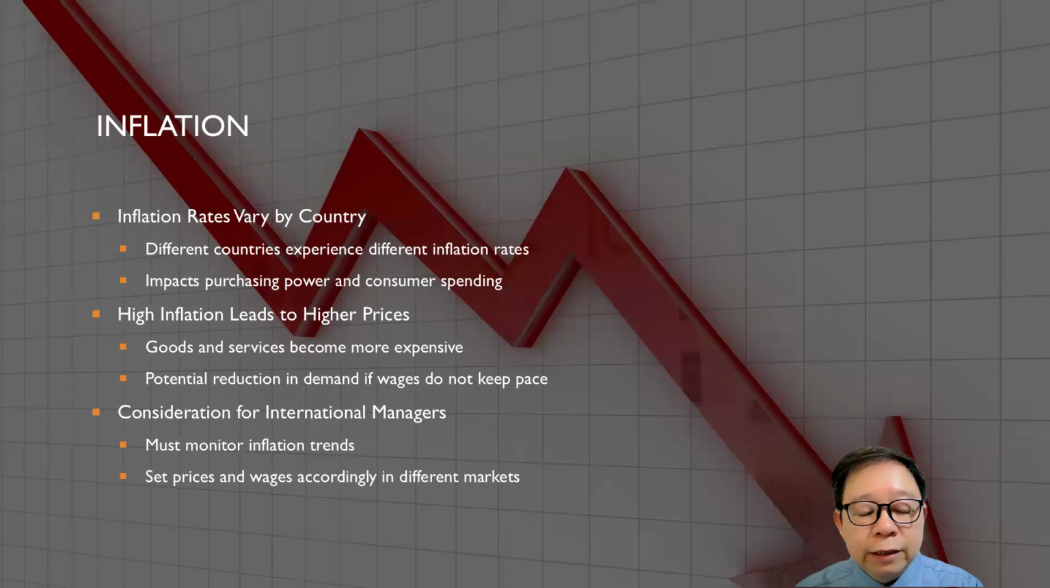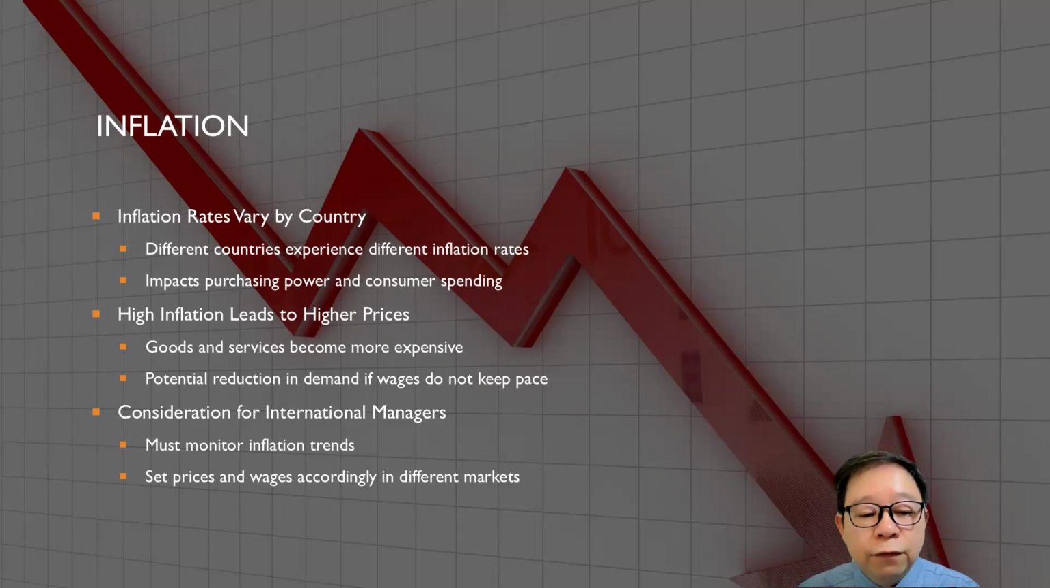So how about inflation? Yes, inflation rates vary from country to country, right? So different countries experience different inflation rates. Yes, the inflation rate actually impacts the purchasing power and customer spending. High inflation will lead to higher prices because a lot of people are fighting for the goods, right? The price will go up. Goods and services become very expensive. So production also, there will be a potential reduction in the demand if the salary does not keep up with the pace, right? So the goods are getting more expensive, but the workers' salary did not increase. So in this case, the affordability will go lower.